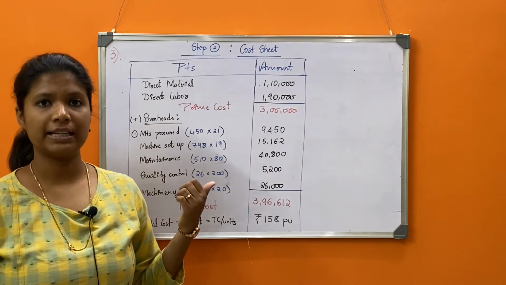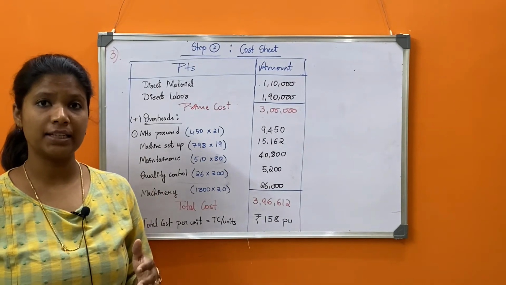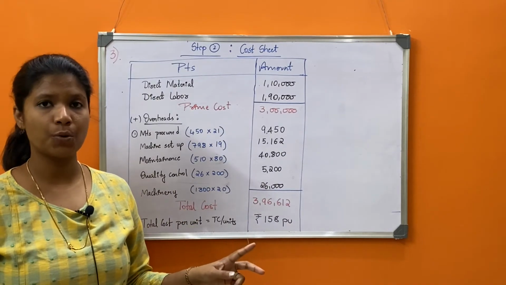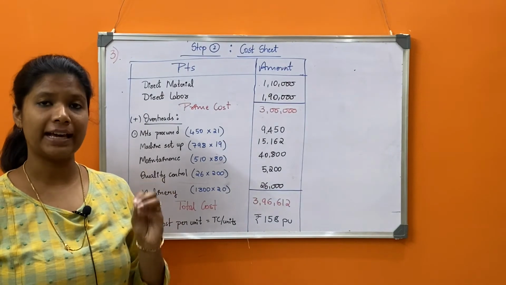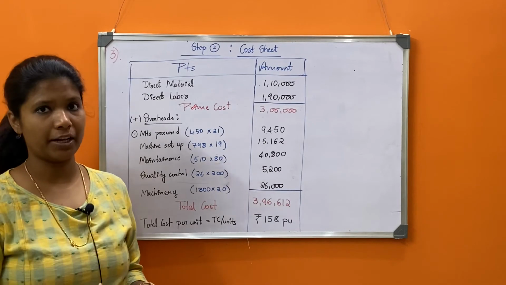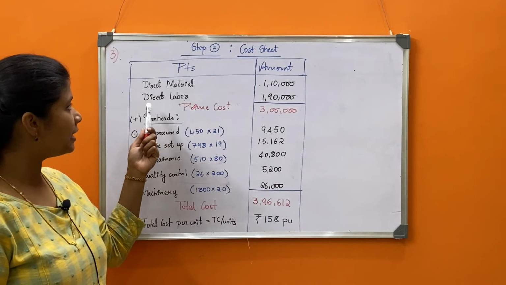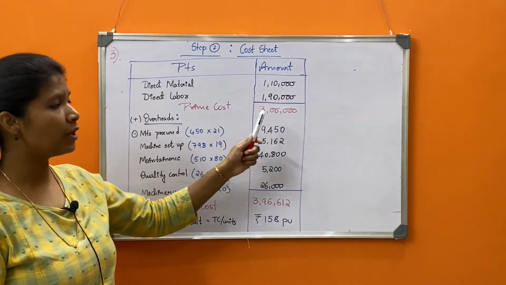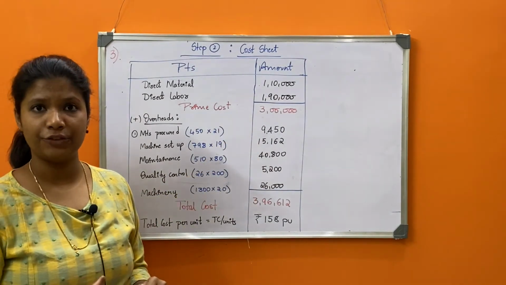Step number 2, cost sheet. Here in this question they have given us the details about direct material and direct labor. In the previous 2 questions that we solved, it was not given. As you remember the format of the cost sheet, you have to write it down as it is. We always start with direct expenses. Direct material, as given in the question, is 1,10,000. Direct labor is 1,90,000. Total it up, and you get a prime cost of rupees 3 lakh.